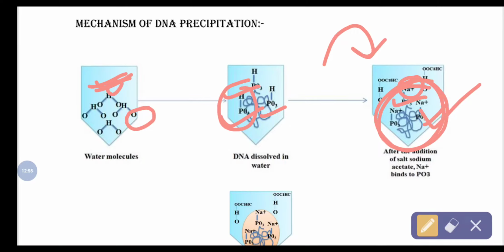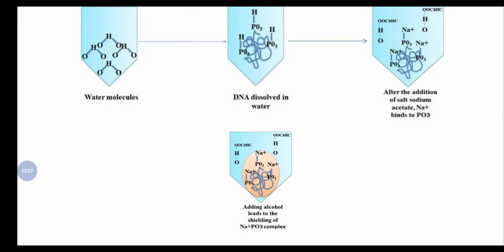So here you can see, when we add ethanol or isopropanol, a shield is formed. The alcohol will form a shield around the DNA and the salt bond. Because of this, the water molecules will not be able to bind with the DNA, so this bond will remain as it is, and ultimately the precipitation of the DNA can occur. So this is why we require the alcohol.